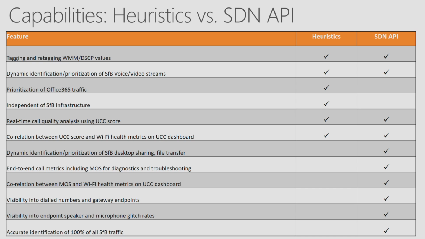As you see here, there are two different kinds of methods. The SDN API method is very powerful. It gives you a lot more visibility, a lot more troubleshooting information. It gives you the correlation between the wireless statistics, the wired statistics, and so forth, right? So if you have the option of doing SDN API, please do so. The only thing with SDN API is you need to touch your Skype for Business network, because you need to configure that network to talk to our network controller or whoever is deploying that. But with heuristics, you don't have to touch anything.